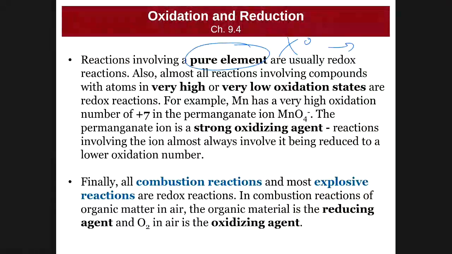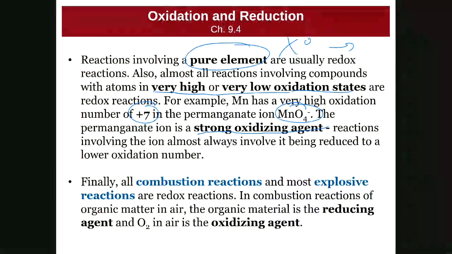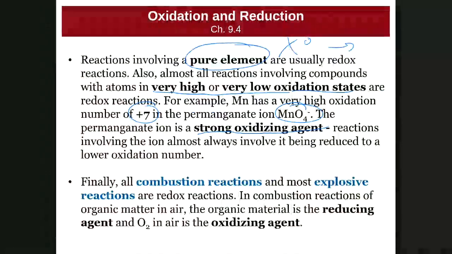And if you have a reaction that involves atoms with a very high or very low oxidation state, so our permanganate ion, for example, had that +7 on its manganese, and that +7 oxidation state is very high. It's not very stable. So it works as a very strong oxidizing agent. As we saw on the previous slide, reactions involving the permanganate ion almost always involve it being reduced to a lower oxidation number, because +7 is just not stable at all. It's a very, very high oxidation state.